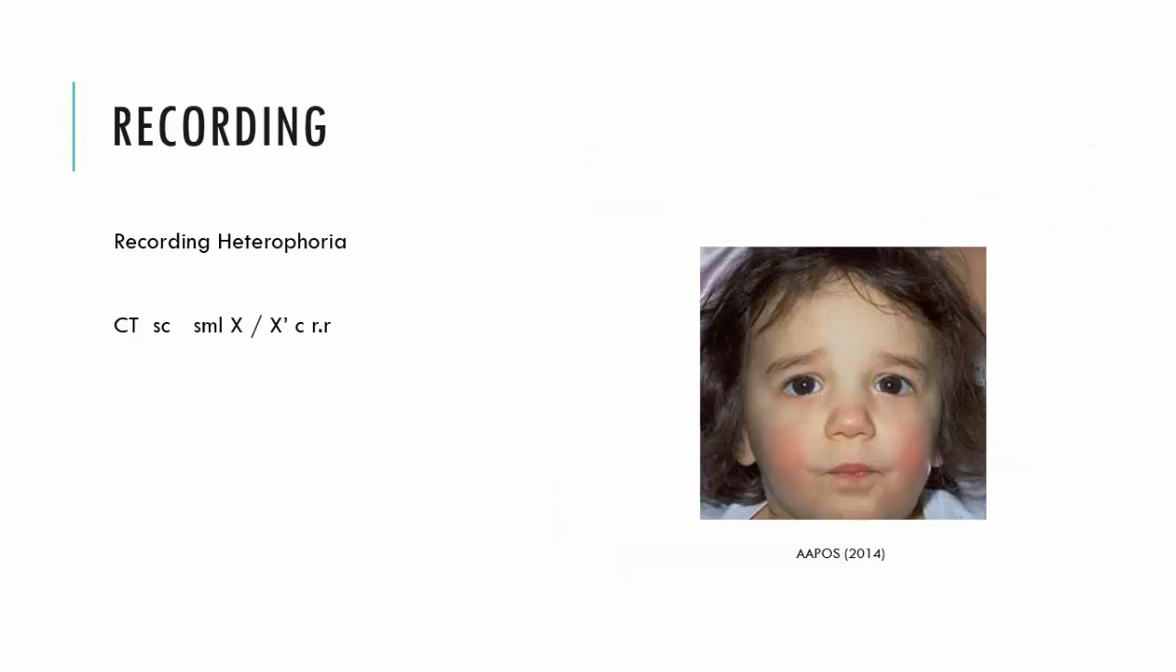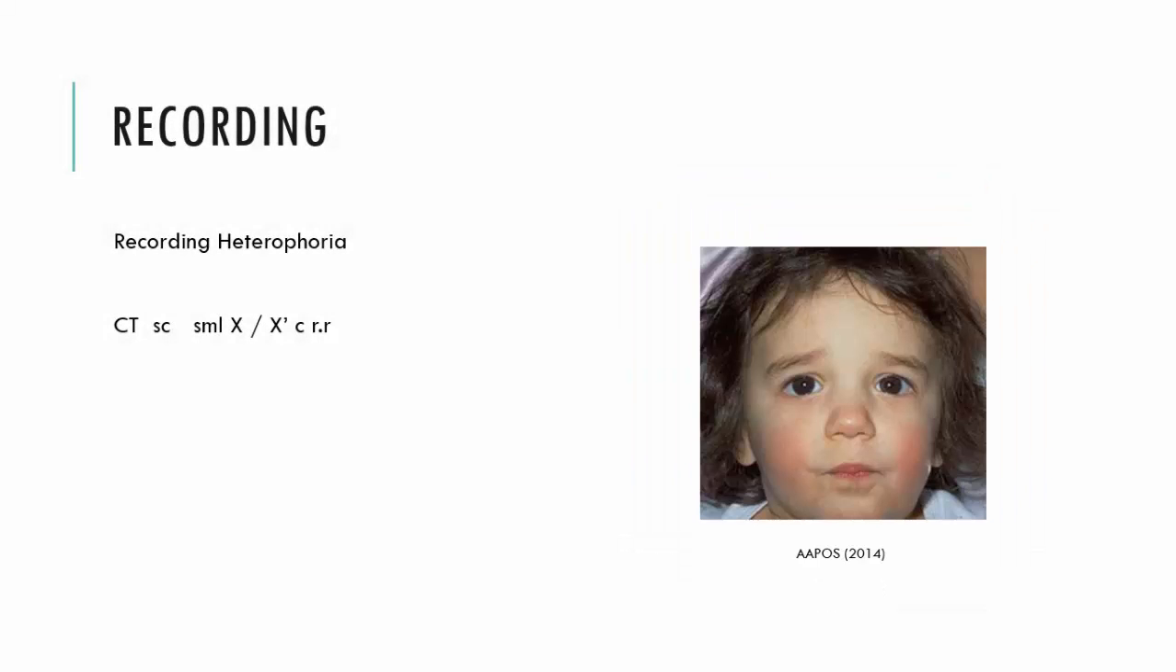So how do we record a latent deviation? Let's take this scenario where now we have a patient who has no manifest deviation near or far, but on cover test we've detected an exophoria and the recovery was very quick and rapid. How do we record that? Well, here we've got cover test without correction. We've documented that it's small in size. We have an exophoria in the distance, an exophoria at near, and rapid recovery at both those distances.